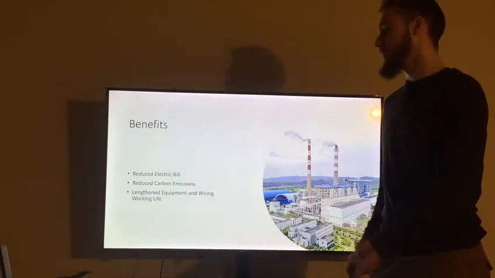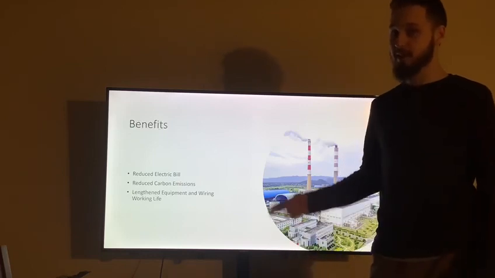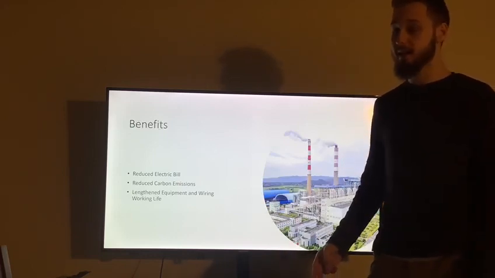And to recap, the benefits are reduced electric bill, reduced carbon emissions, and lengthening of the power supply and equipment working life.